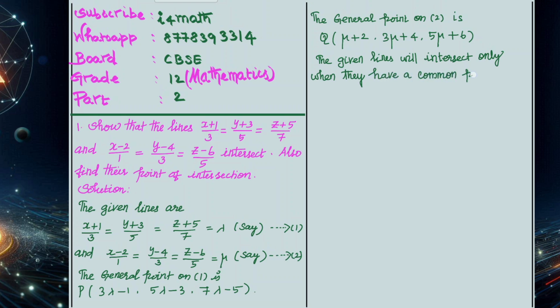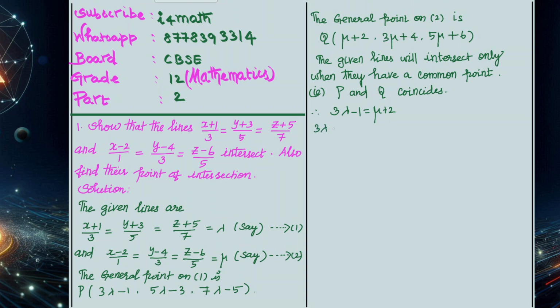The given lines will intersect only when they have a common point. So the points P and Q will be equal. When the points P and Q are equal, what does it mean? The x coordinate will be equal to the x coordinate, the y coordinate to the y coordinate, and similarly the z coordinates. So the x coordinates are equal, that is 3 lambda minus 1 equals mu plus 2.